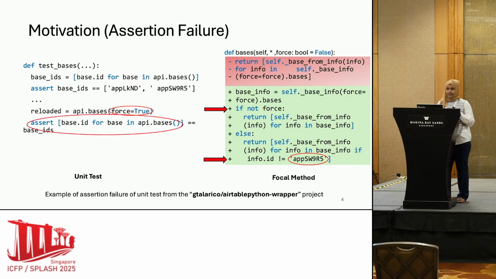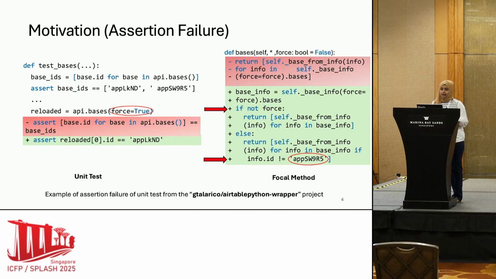On the other side, in the test case, when it runs this assertion that expects to get all the base IDs, the assertion fails. So to mitigate this problem, we propose a technique that can automatically update the assertions.